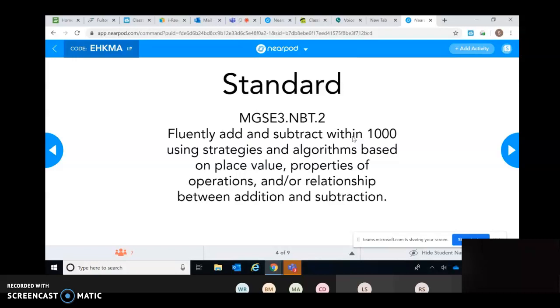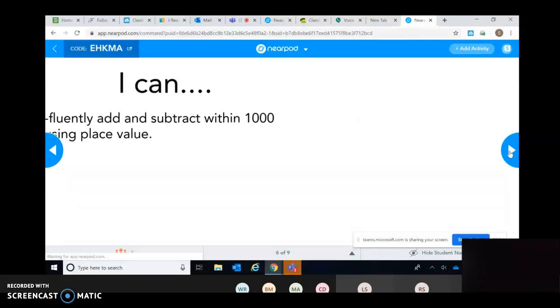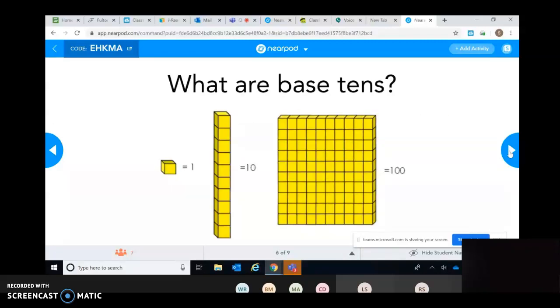...and subtract within 1,000 using strategies and algorithms based on place value, properties of operations, and/or the relationship between addition and subtraction. What can you do this week? You can fully add and subtract within 1,000 using place value. What are we using? Base 10s.